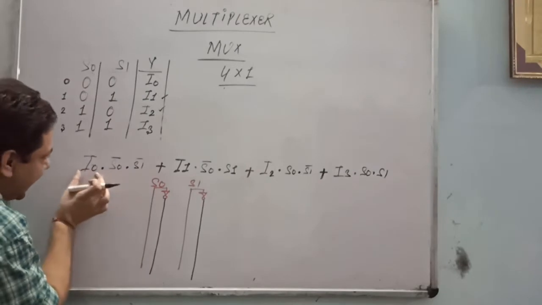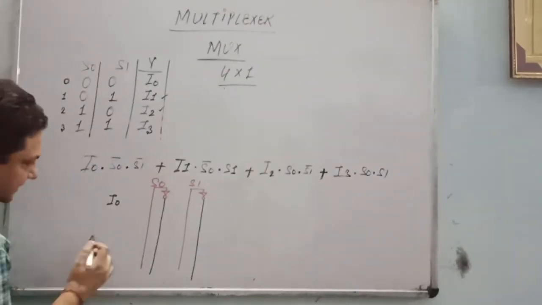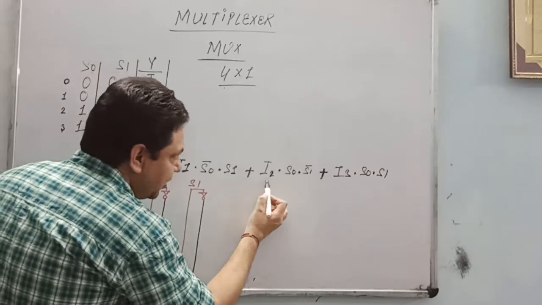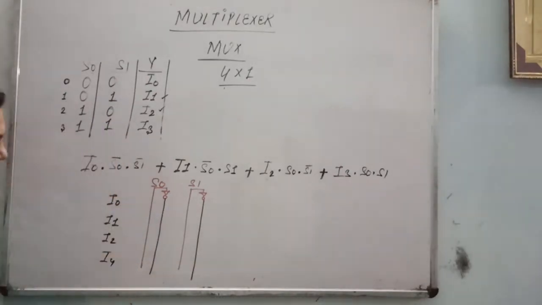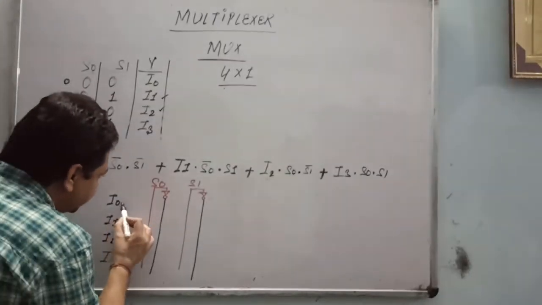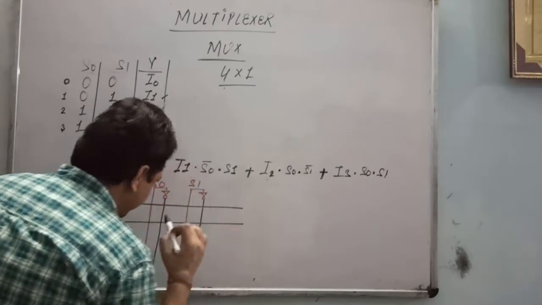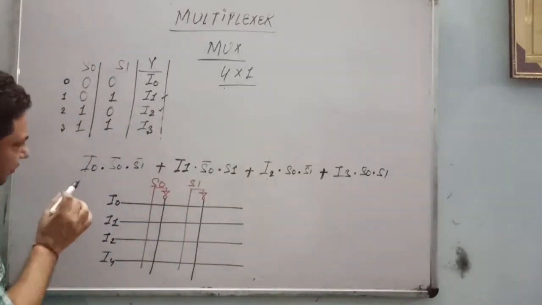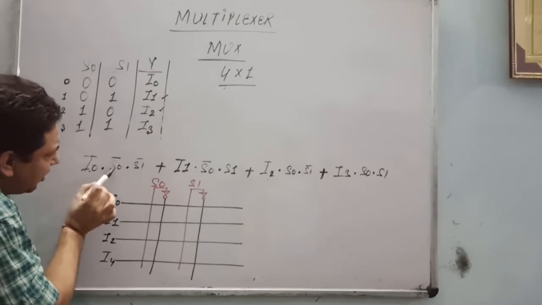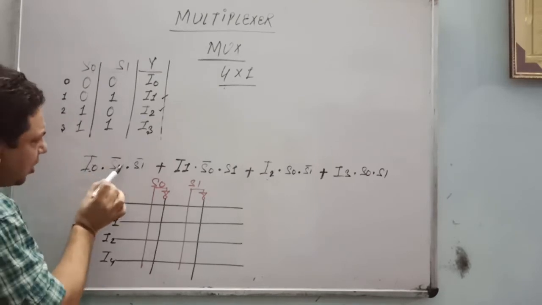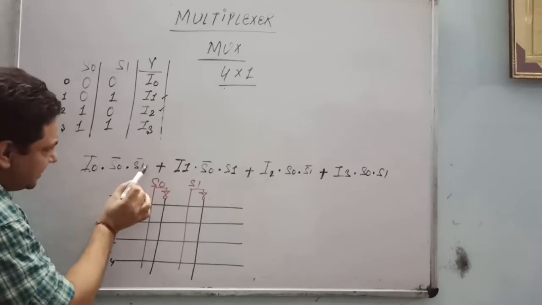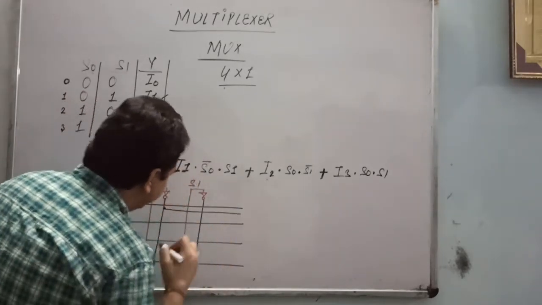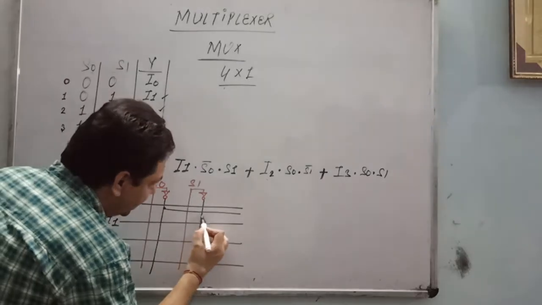Understand? Now, attachment with the I0. I0 is the first input. I1 is the second input. I2 is the third input. And I3 is the fourth input. Understand? One second. I am just drawing one line as input. One second. Please understand. Okay. After that, for I0, we have to take the complement of S0 and S1. S0 complement and S1 complement. So S0 complement we have to connect by the north line. And S1 complement we have to take by the north line.